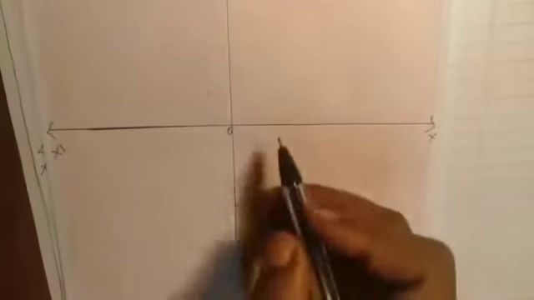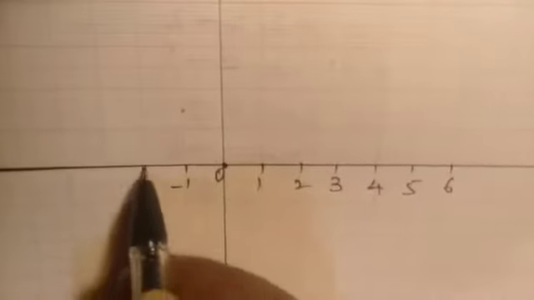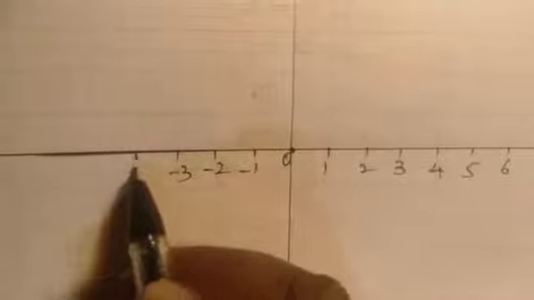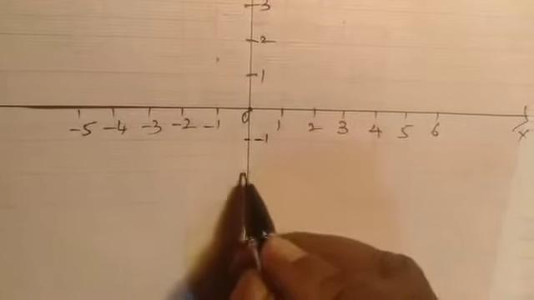Now this is the horizontal line for x value, and the vertical line for y value. This is the origin, where the two axes meet. This is called origin 0, 0. Now positive 1, positive 2, positive 3 for x value. Here negative values for x. This is the positive y value, and this is the negative y value.